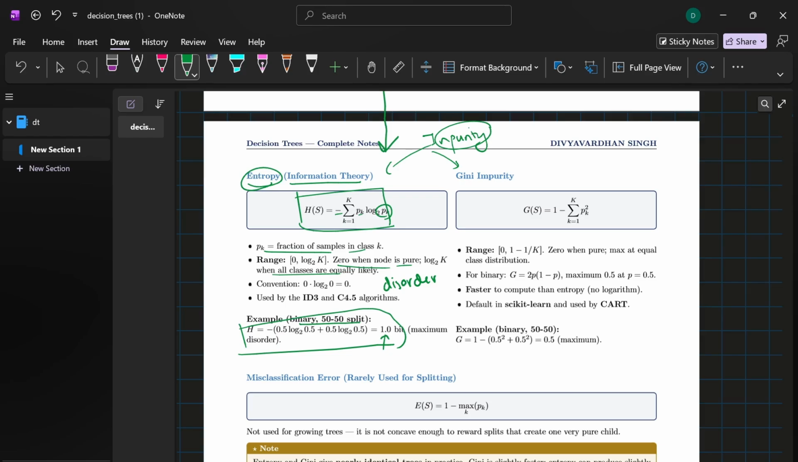Okay, let's take a quick example. 5 yes, 5 no, so that's 0.5 and 0.5. So the entropy, by calculating with the formula, will be equal to 1.